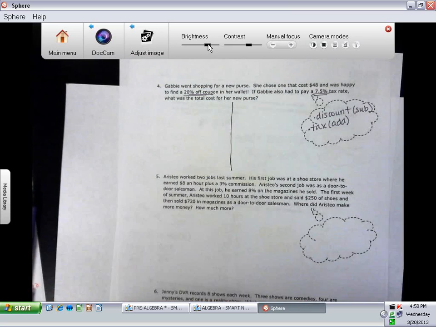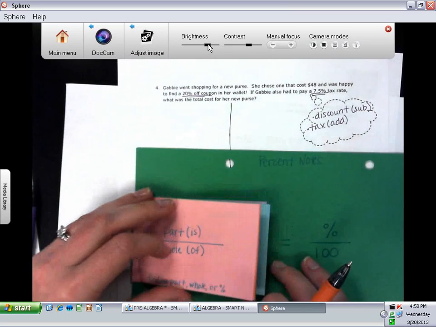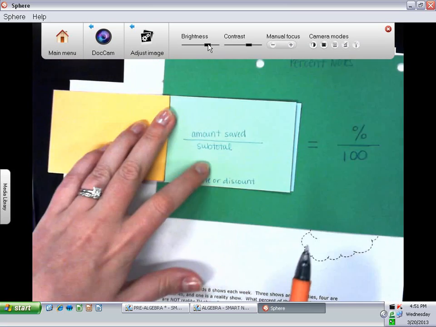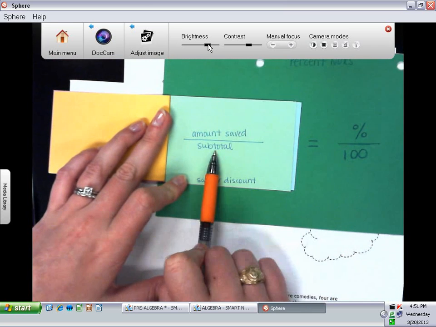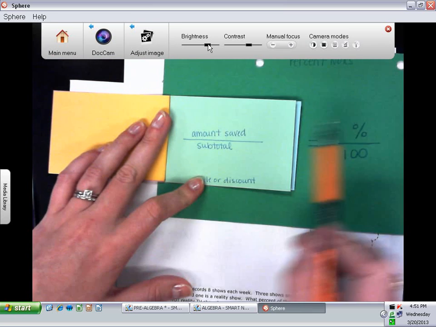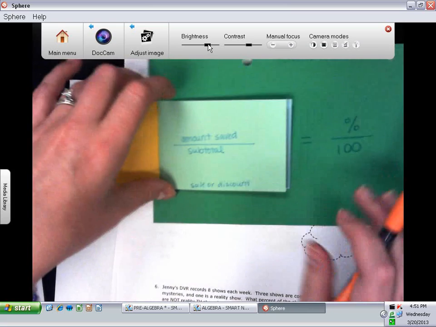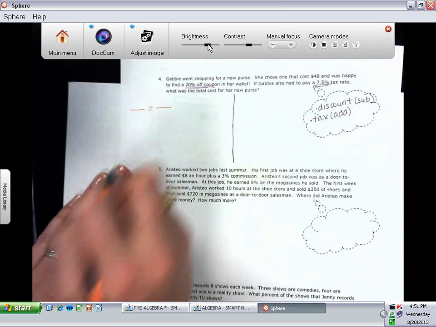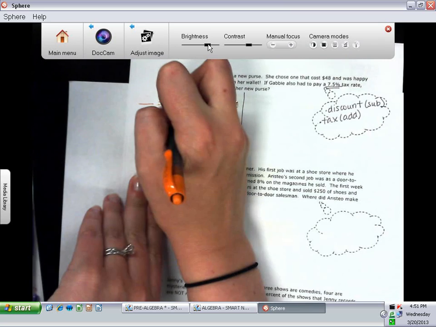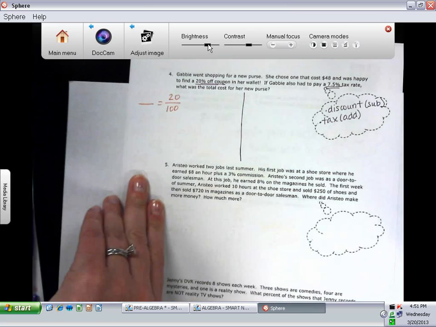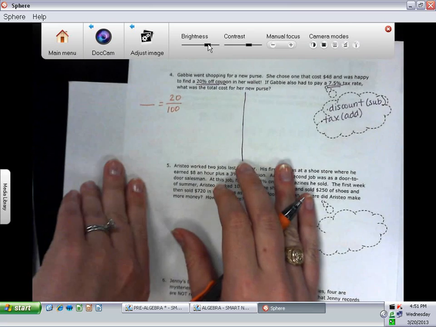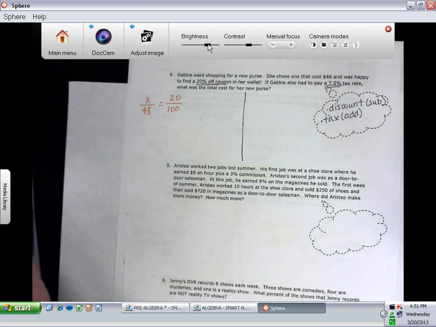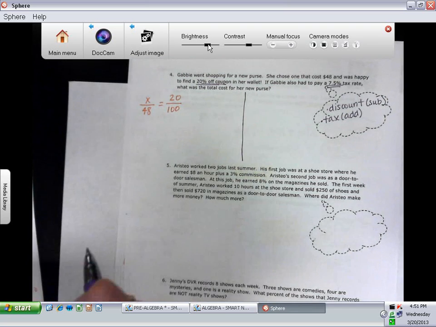So if you will go to your foldable, find the one that says discount or sale. And so when we set this up, the amount that you saved goes over the subtotal of your bill, and that's equal to percent over 100. So, do I know the percent right now? Yes, that's 20. That's the easy part to figure out. The subtotal right now, the cost of the purse, is 48, so that goes on the bottom with X above it. I'm looking for that part, the amount that I'm going to save, the discount.